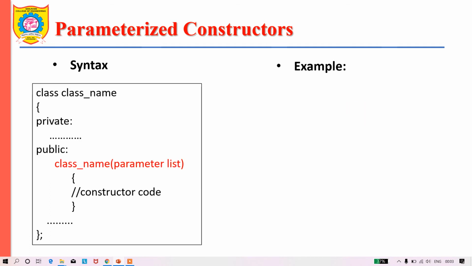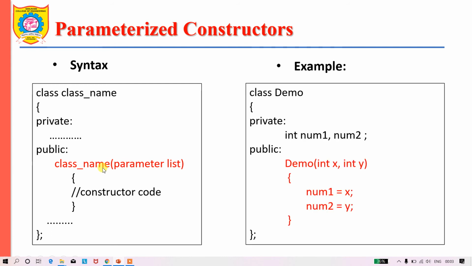A parameterized constructor is also declared and defined, or can be only declared and defined outside the class, in the public section. But in the parameterized constructor we will have a parameter list with the name of that constructor. The name of this constructor will also be the same as the class name. Let us see the example.